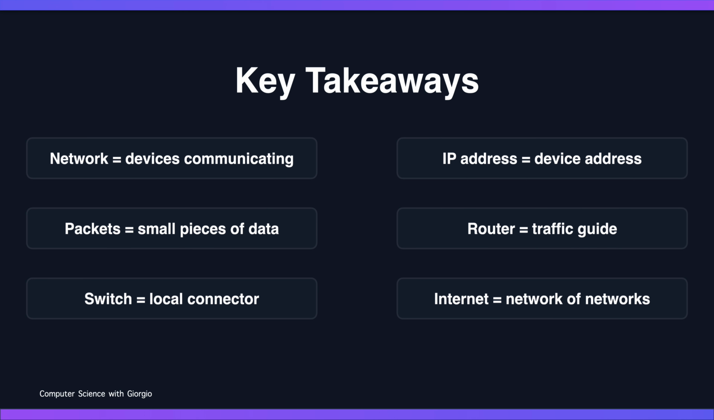Let's recap. A network is devices communicating. An IP address is a device address. Packets are small pieces of data. A router is a traffic guide. A switch is a local connector. And the internet is a network of networks. That's a lot of words, but they all connect to one idea. Devices need to talk clearly. They need addresses, they need a path, they need guides. They need small pieces of data that can move easily. Once you understand that, networking becomes much less scary.